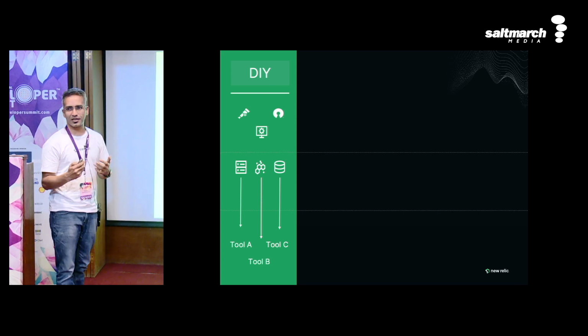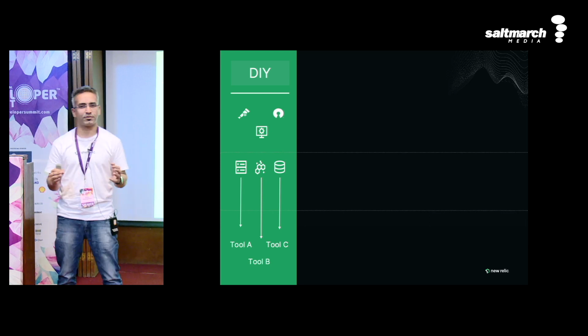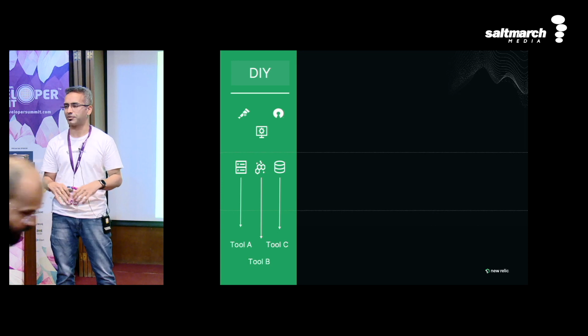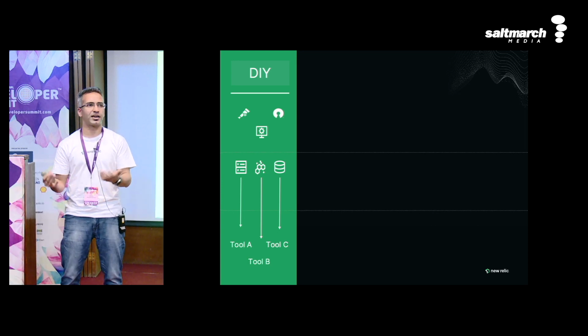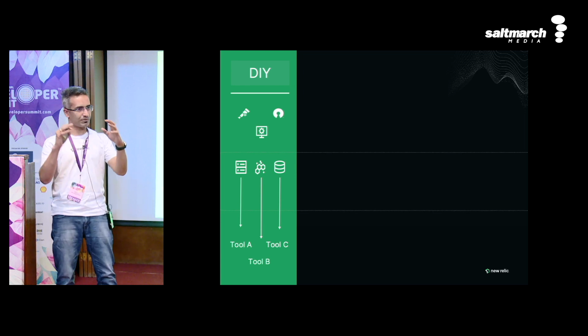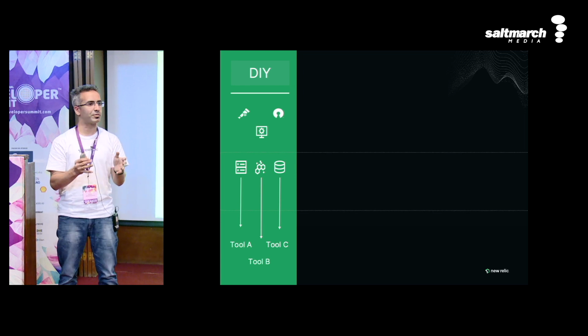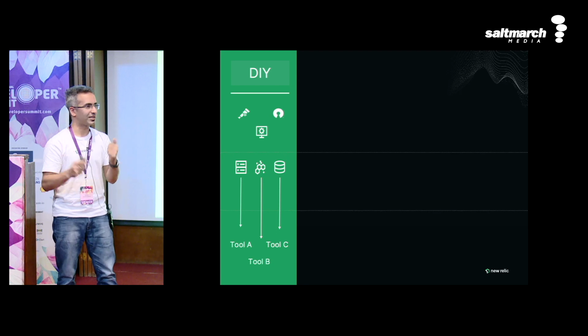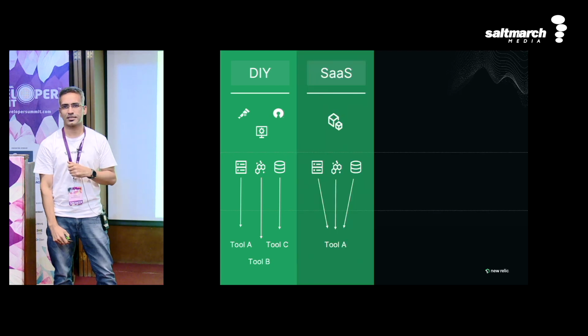Do it yourself is where you use a lot of open source solutions. You might be using OpenTelemetry for tracing purposes. You might be using, let's say, Grafana or Prometheus for capturing metrics, right? But what's happening here is, because all of these tools serve a specific purpose, the data goes to those specific tools, right? That's DIY. And then we have SaaS.